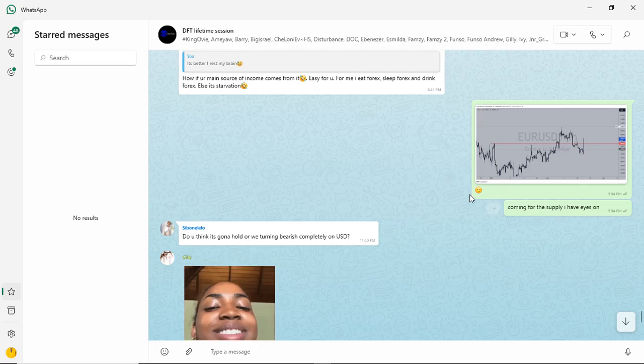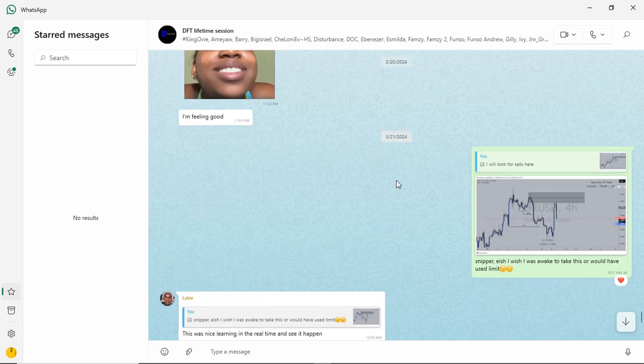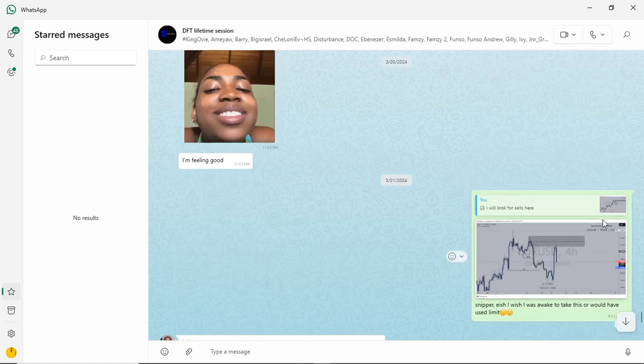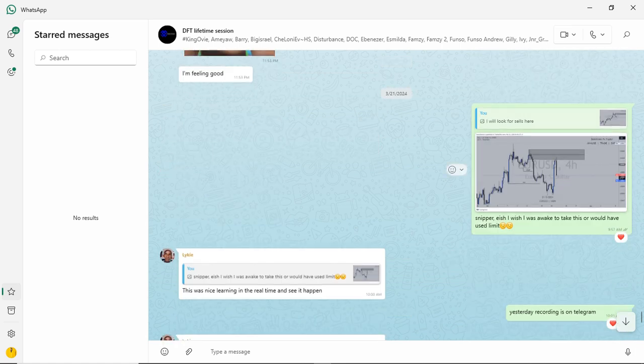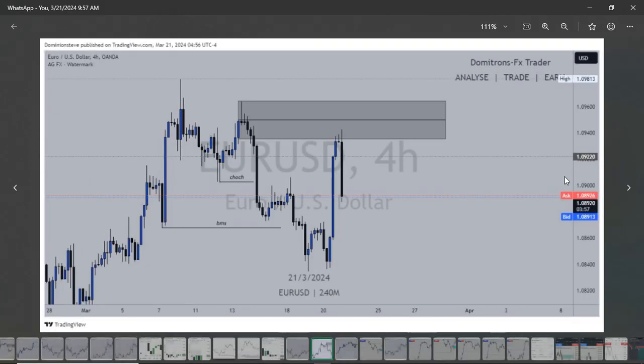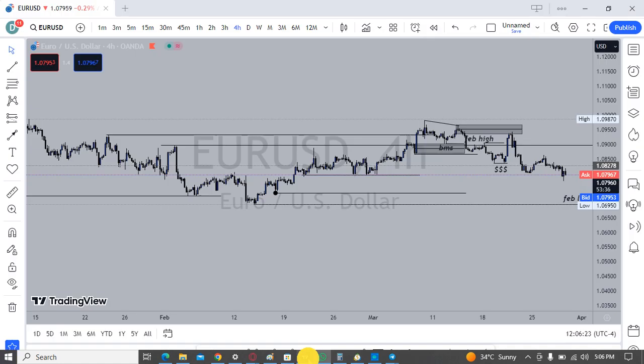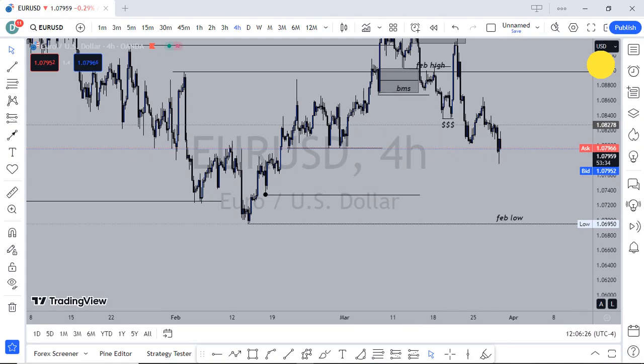eyes on. So I went to sleep, and after close, about 1 hour, it tapped, and I was like, sniper. I wish I was awake to take this. I would have used a limit. When I started trading, I always traded with limits. So I was like, I wish I had used a limit, and if I was awake, I would have taken the trade and stuff like that. So that was how everything happened on EUR/USD.